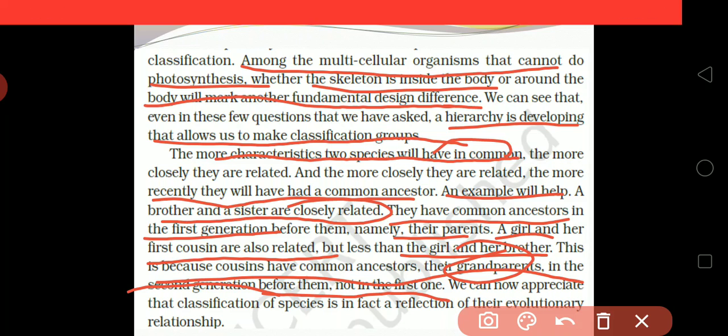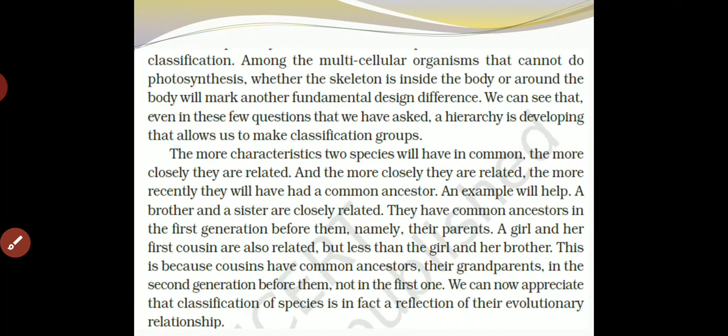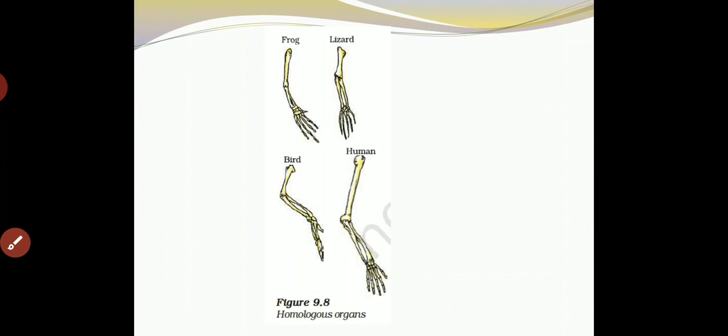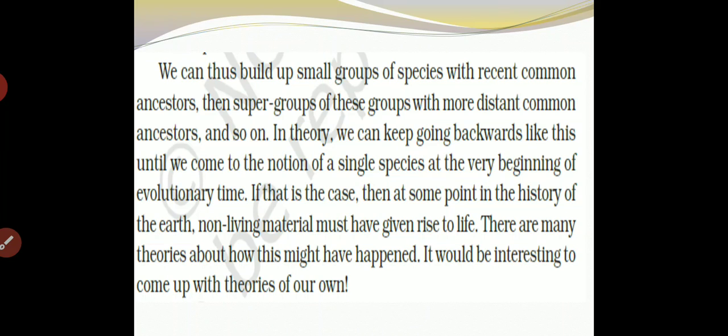We can now appreciate that the classification of species is in fact a reflection of their evolutionary relationship. Here you can see homologous organs in frog and lizard, and in birds and humans. We can thus build up a small group of species with a recent common ancestor.